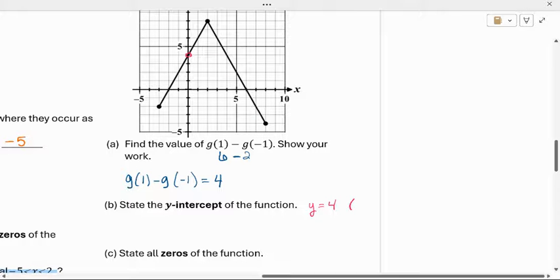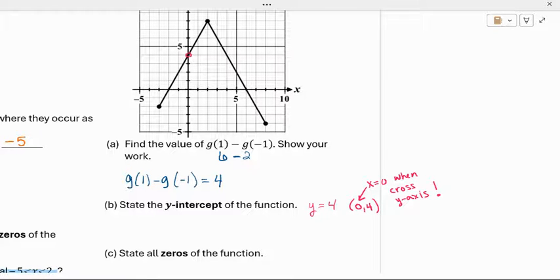Zero. So this is the ordered pair 0, 4. X equals 0 when you cross the y-axis. That's important. X equals 0 when you cross the y-axis. That is super important.